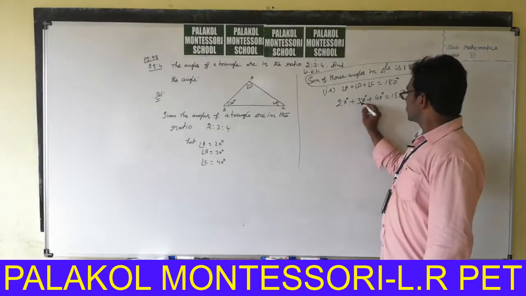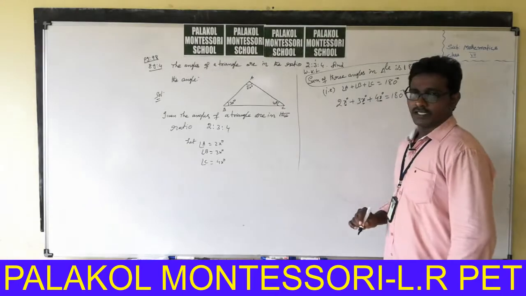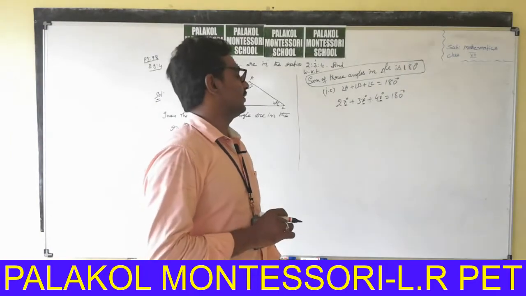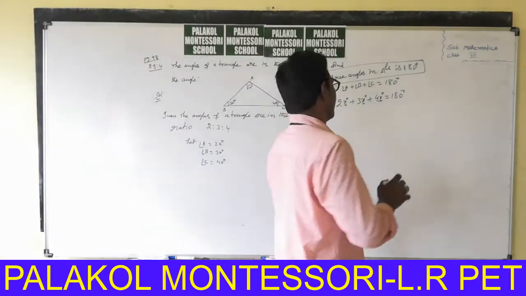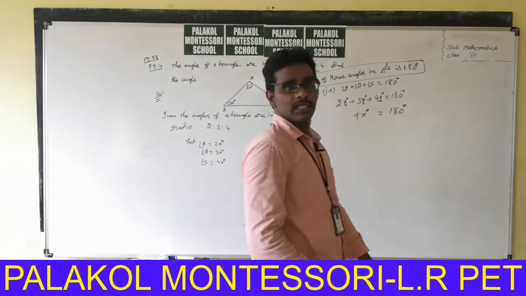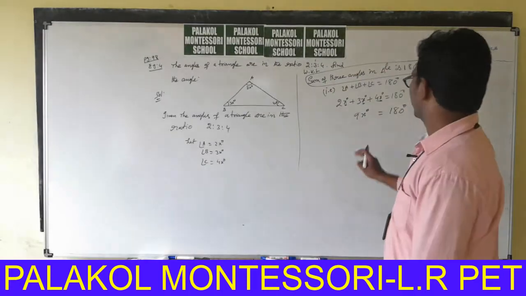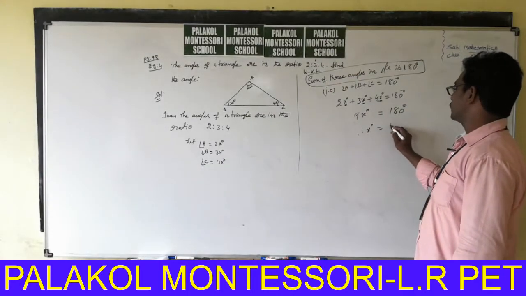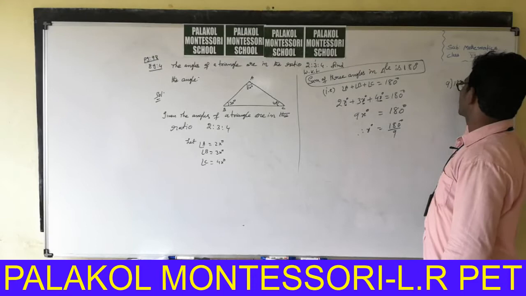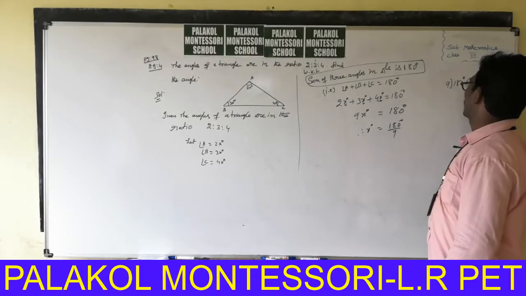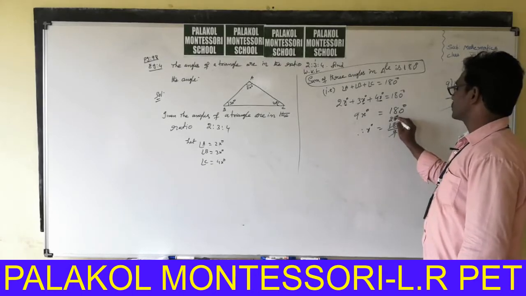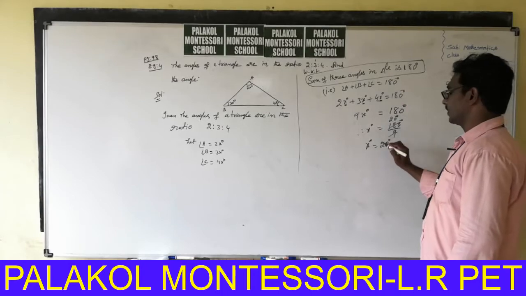So, on the left hand side, x degrees is there, so add the coefficients: 2 plus 3, 5, 5 plus 4, 9. So, 9x degrees is equal to 180 degrees. The 9 here is multiplication, that side it is a division, 180 degrees by 9. 9 table is cancelled directly, how many times? 20 times. 2 9s are 18, 0 is there, so cancel 20 times. So, x is equal to 20 degrees.